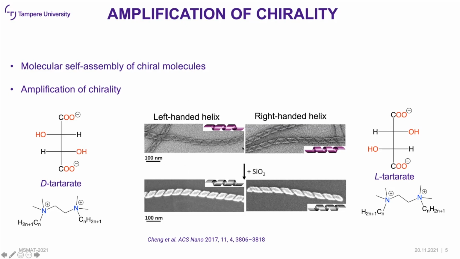And such structures can be used to make templated silica helical structures. Eventually, after coating with silica, these organic structures can be burned off. So you will have a helical silica that can be used for various asymmetric organic syntheses.